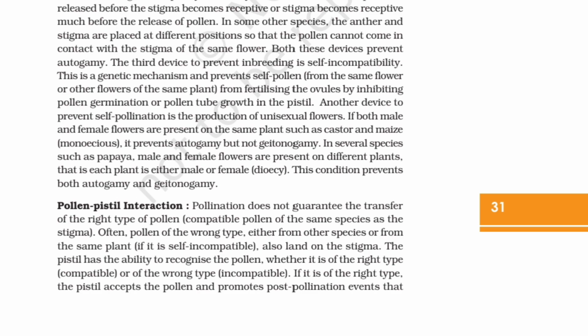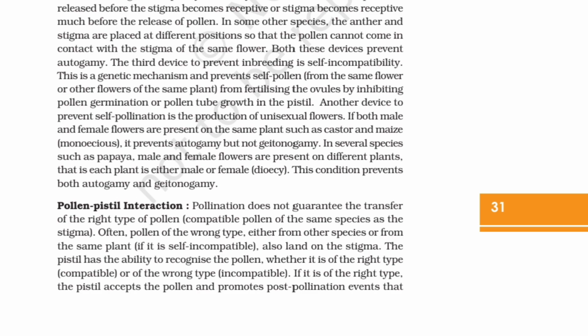Pollen-pistil interaction. Pollination does not guarantee the transfer of the right type of pollen, that is, compatible pollen of the same species as the stigma. Often, pollen of the wrong type, either from other species or from the same plant, if it is self-incompatible, also land on the stigma. The pistil has the ability to recognize the pollen, whether it is of the right type, that is compatible, or of the wrong type, that is incompatible.